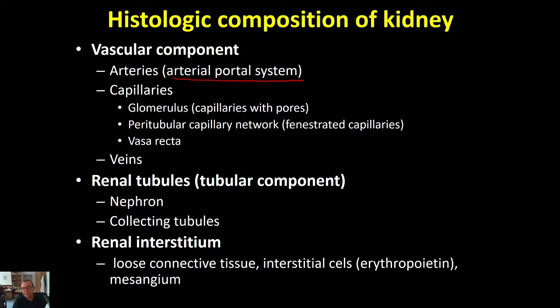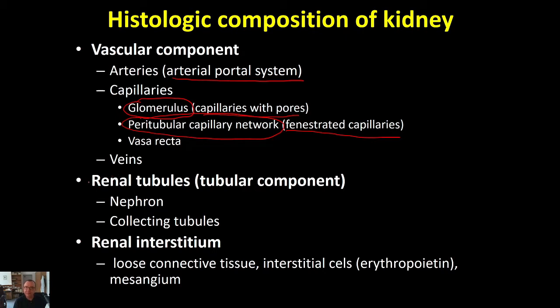These two capillary networks are composed of different types of capillaries. Glomerular capillary network, situated in each renal corpuscle, is composed of capillaries with pores. So-called peritubular capillary network, which is the second network, connected with the glomerulus by an afferent arteriole, is composed of fenestrated capillaries. That means of capillaries having diaphragms in their fenestrations. And there are also vasa recta. I'll explain it. They are special vessels of a medulla. Of course, there are also veins.